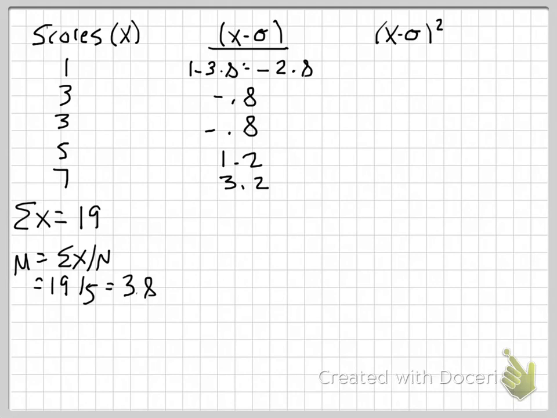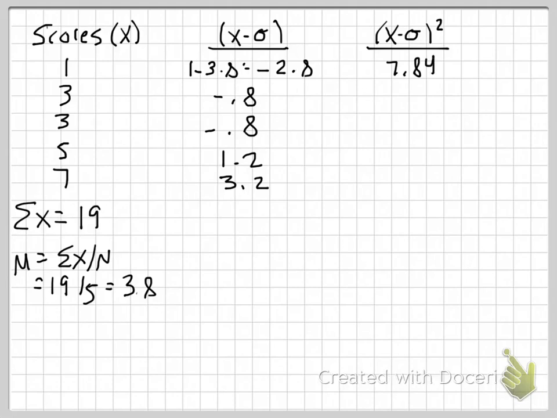Right, so again, if we added up all of these deviation scores, we just end up with 0. It's a good way to check your work. But to get rid of the negatives, and so it doesn't always add up to 0, we square the deviation scores. So negative 2.8 squared gives us 7.84.